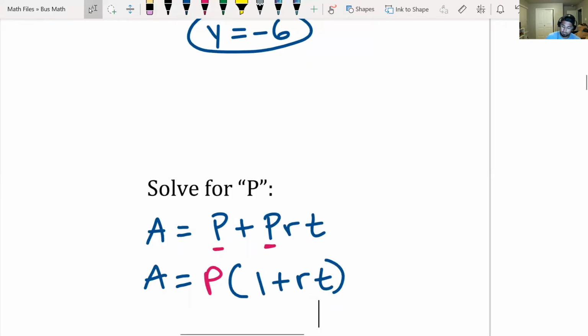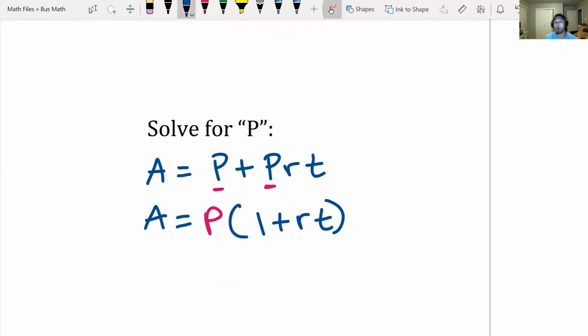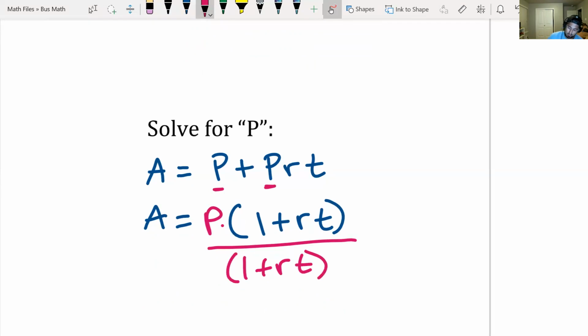Okay. And now, all we have to do to get P all by itself is notice again that P is connected to the parentheses by multiplication. So again, to undo multiplication, all we have to do is divide. So let's go ahead and divide by 1 plus RT.